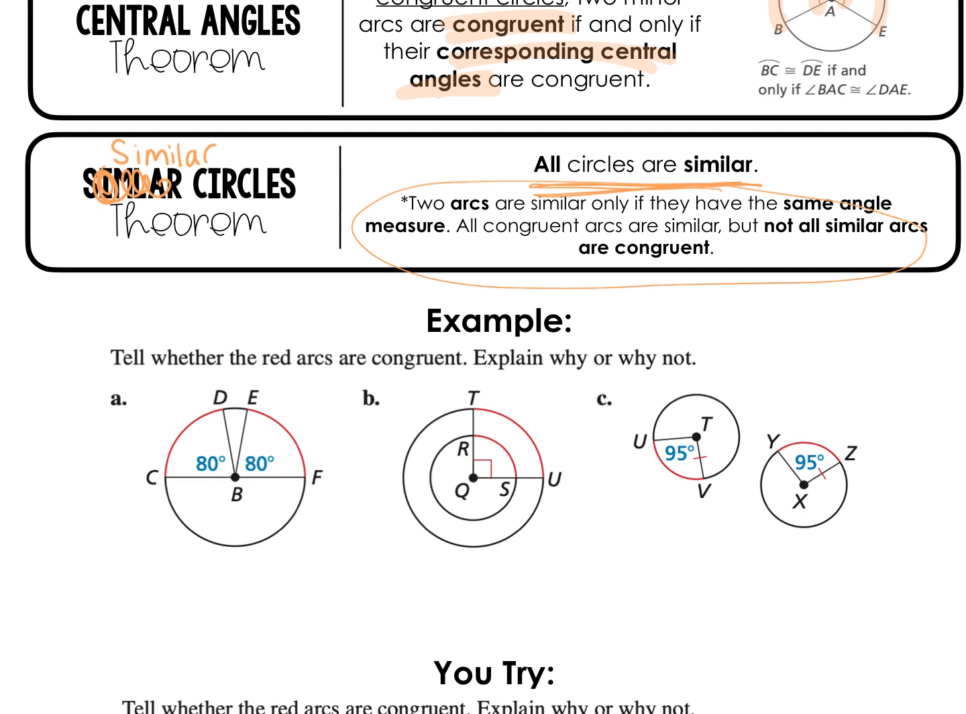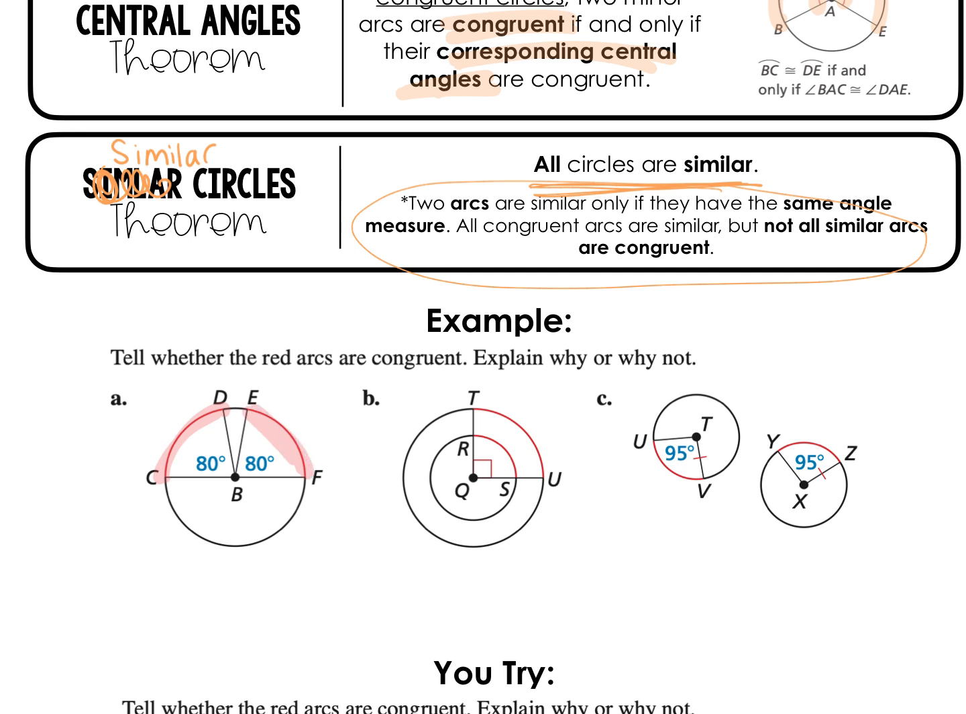So here on this example, it says, tell whether the red arcs are congruent, explain why or why not. I realize that on your paper, you can't tell what the red arcs are. So I'm going to highlight them for you so you can see them a little bit better. On my screen, though, you can see it. So we're talking about this red arc and this red arc.